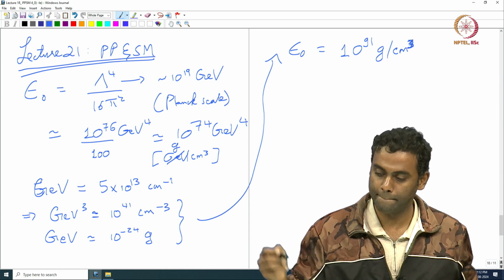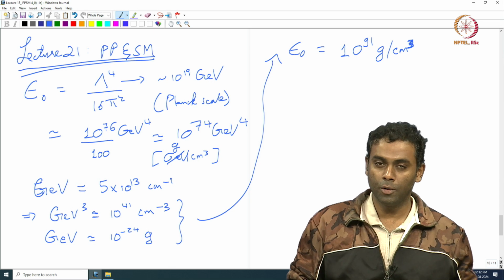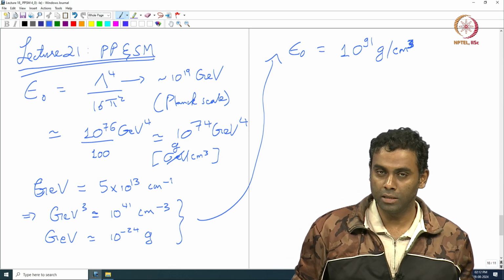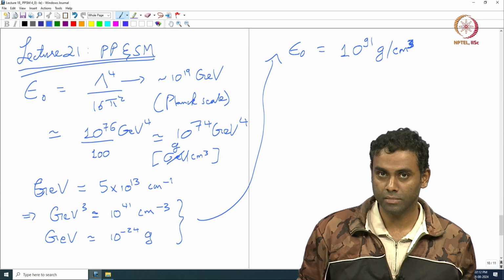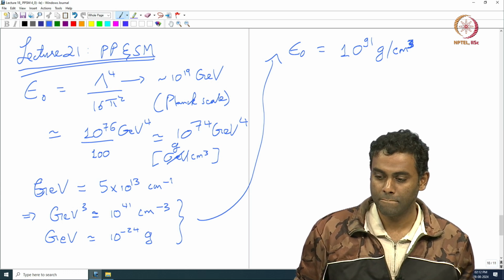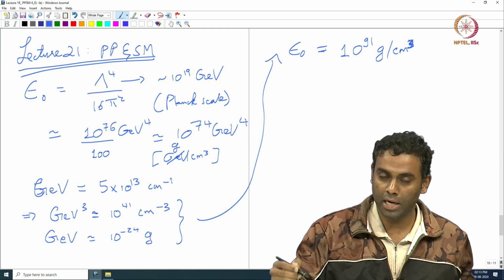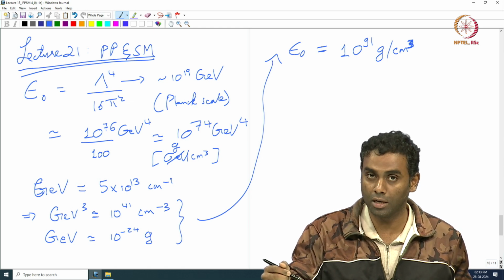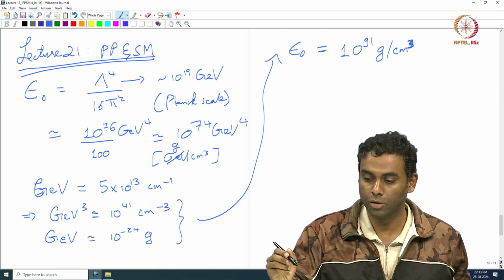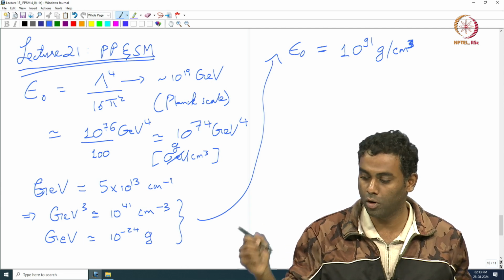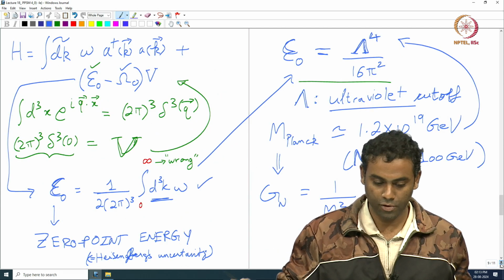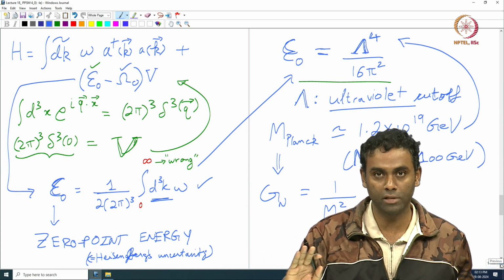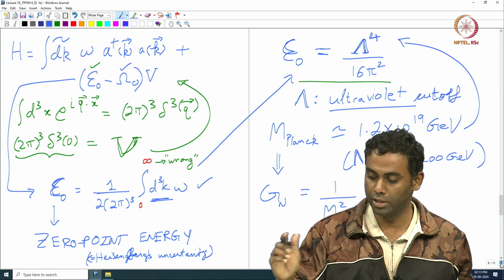Okay. Now think about that number for a second. Isn't it a tremendously huge number, right? 10 power 91 grams of mass energy that you have per centimeter cubed. This is what is predicted from just having written down a simple spin 0 quantum field theory involving the Klein-Gordon equation, writing down the Hamiltonian.